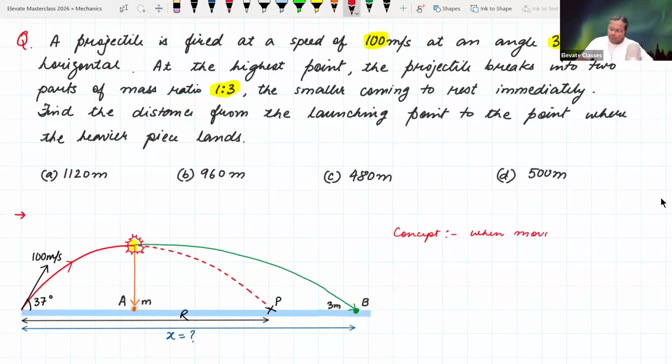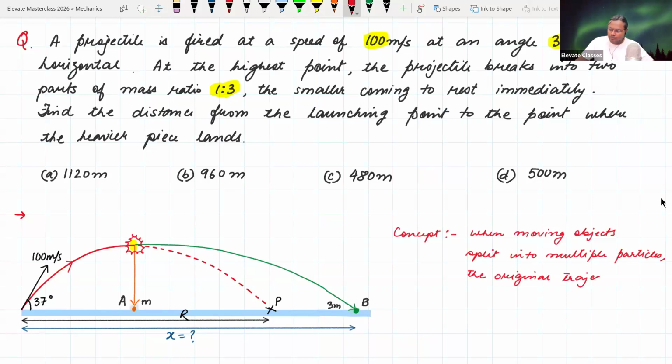When moving objects split into multiple particles, the original trajectory is followed by the center of mass of those particles.